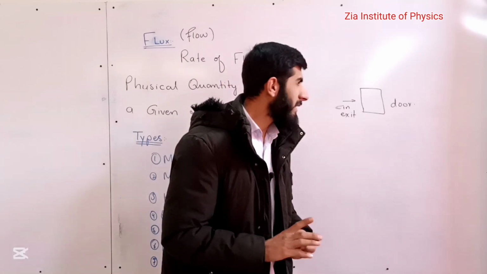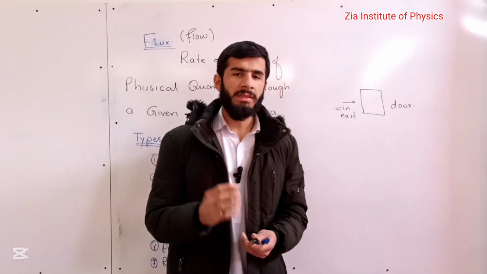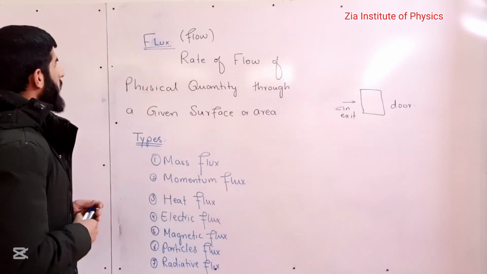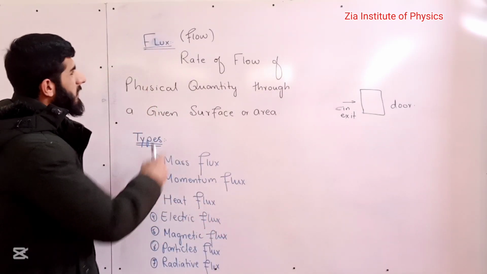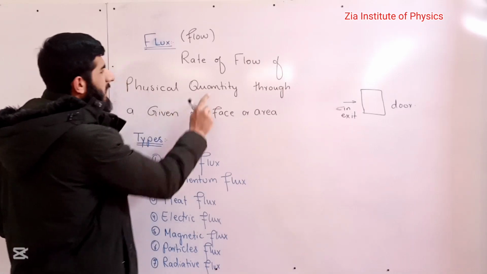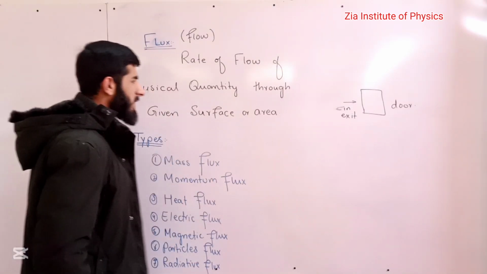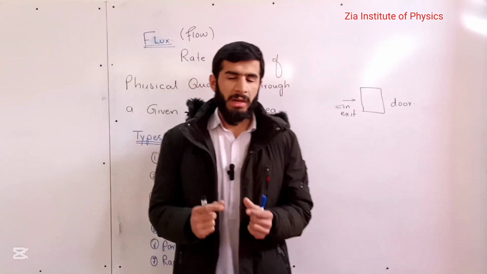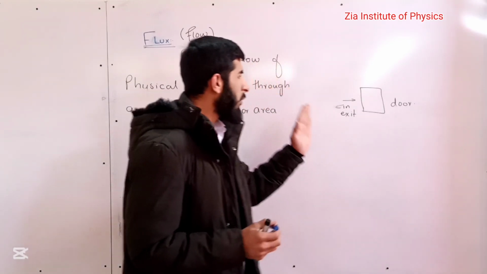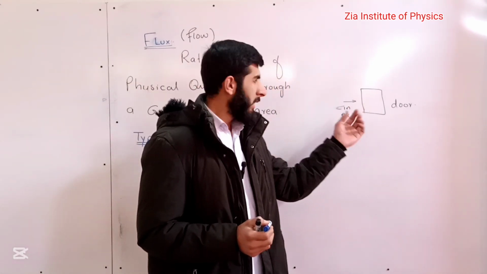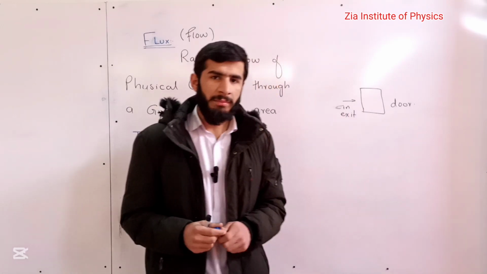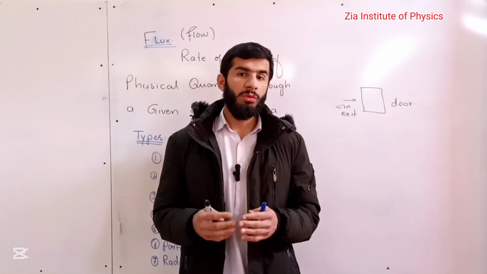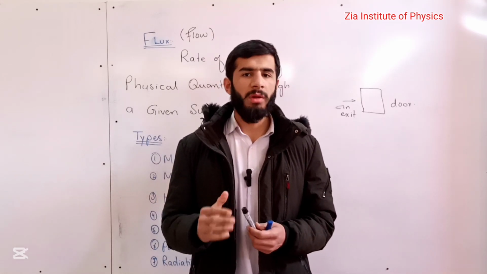So what does the word flux mean in physics or measurements? In physics, the definition of flux is the rate of flow of a physical quantity through a given surface or area. For a specific surface or area, the flow of a physical quantity in a given interval of time is known as flux. Flux is further divided into many parts on the basis of the quantities.